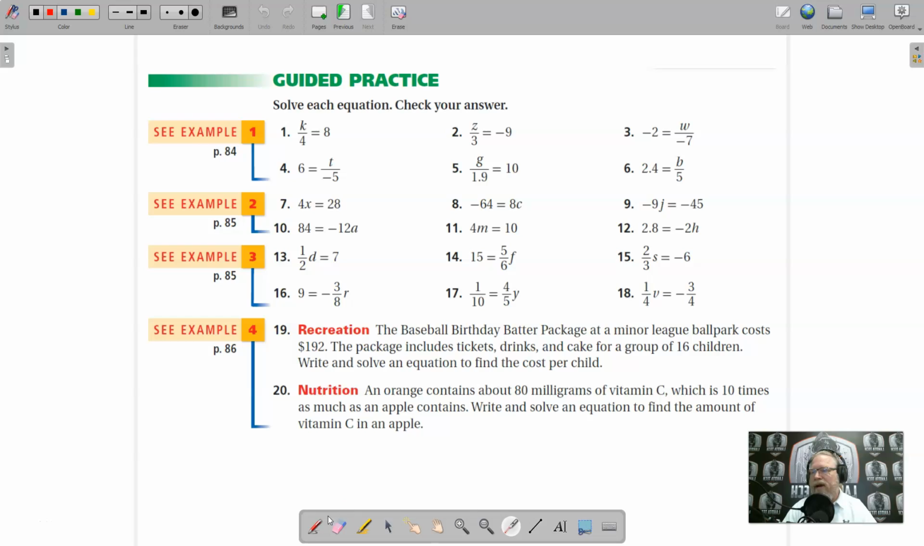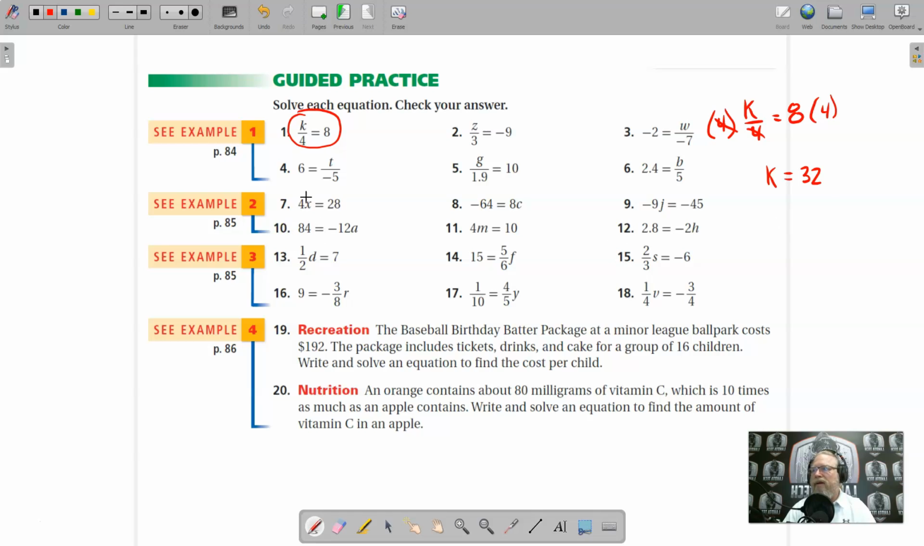So here's our guided practice. Let's first do one using multiplication to solve it. So we have k over 4 equals 8. So k is tied to the 4 through division. The opposite operation is multiplication. So we're going to multiply by the number we want to get rid of, and what we do to one side, we do to the other. The 4's will cancel each other, and we end up with k on the left, and 8 times 4 is 32.